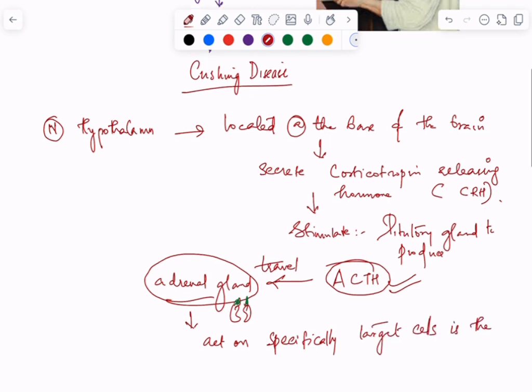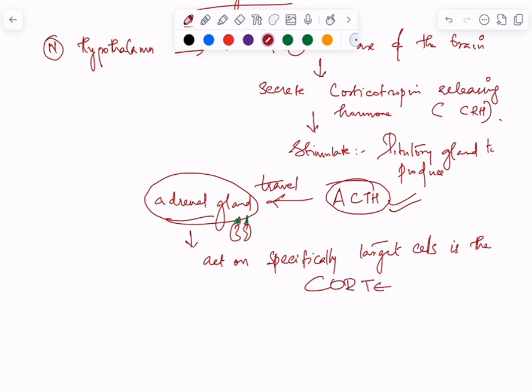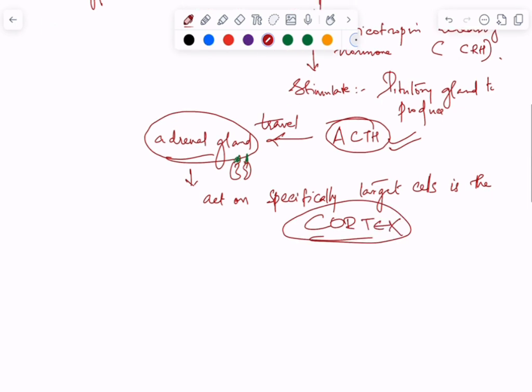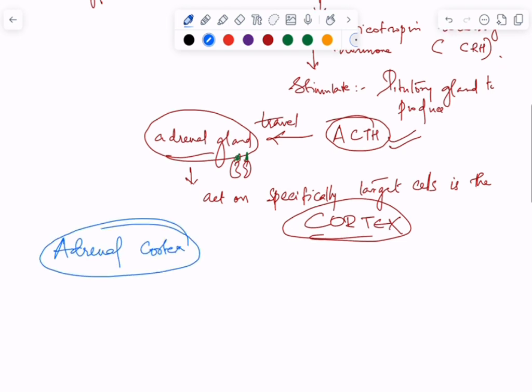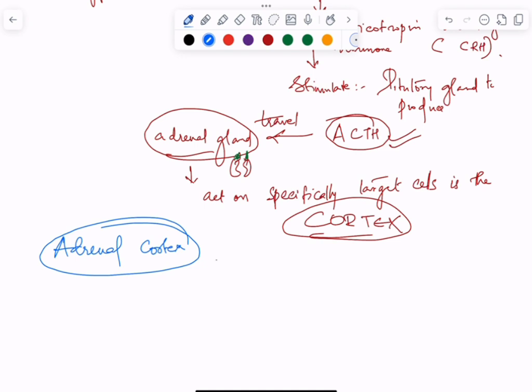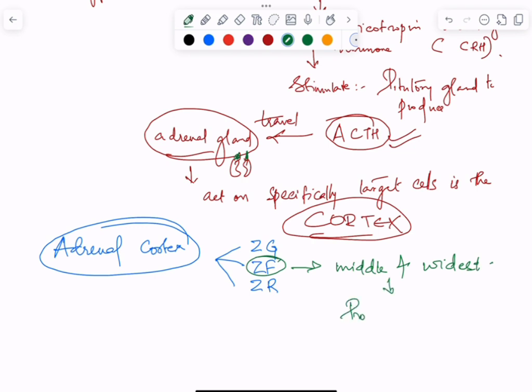The adrenal cortex is the outer part of the adrenal gland, subdivided into three layers: zona glomerulosa, fasciculata, reticularis. We discussed all this in our last video. If you are not remembering this basic information, just go to our last video and watch it one more time. Fasciculata is the middle and widest layer, and ZF means zona fasciculata. From here, the cortisol is produced.